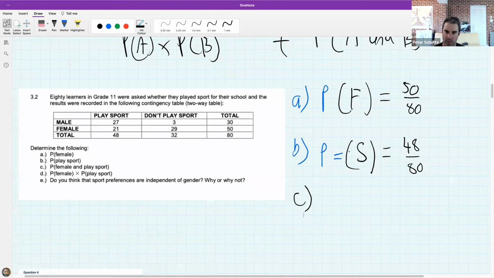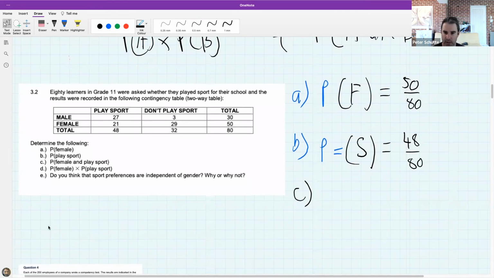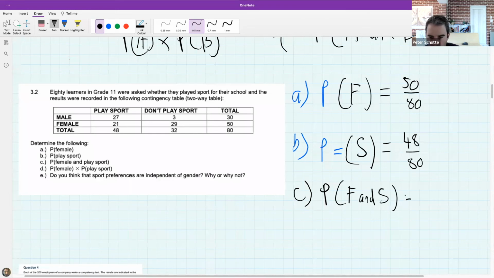So my first two answers I've put on the board, and if there are any questions, please let me know. Okay, what about C? C is going to be female and play sport. Now I'm just using F and S because it's both of these. So this would be female and play sport. That's going to be 21 out of 80. And then D, that's going to be equal to, that's just the calculation from earlier.